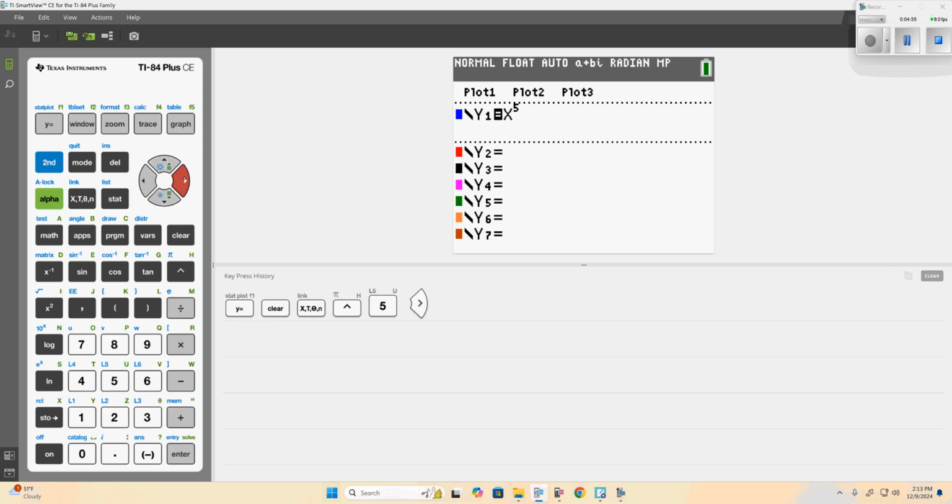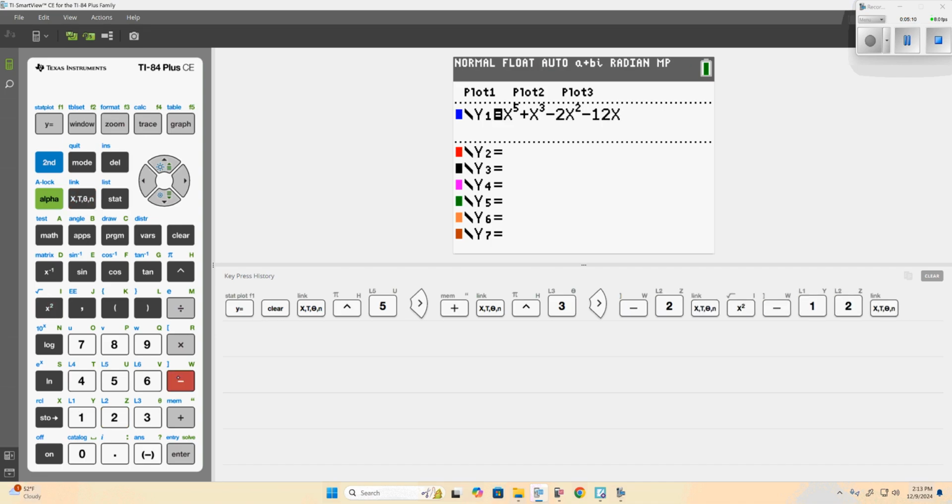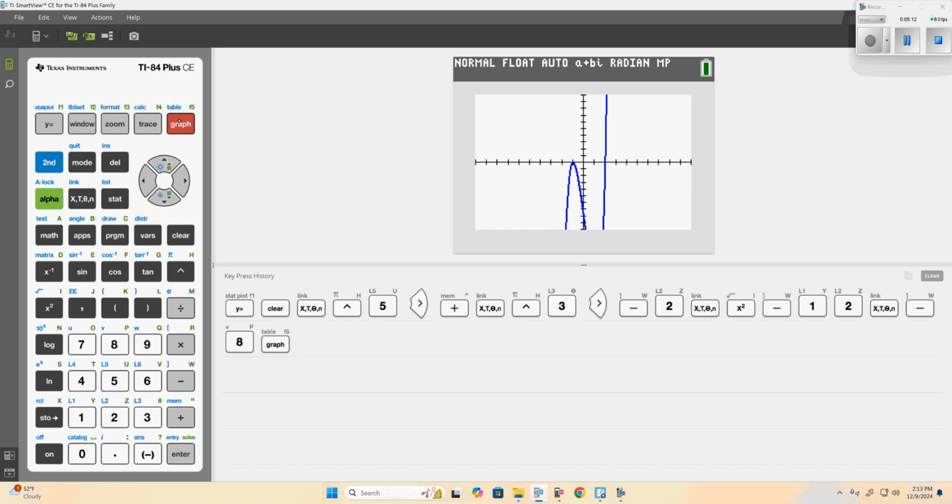So if we can plug this in, there we go, plus x to the third minus 2x squared minus 12x minus 8. If we can plug this in and graph it and find at least 3 solutions, we can get it down to a quadratic and we can solve from there. Were we able to graph this, get this plugged in and graphed?